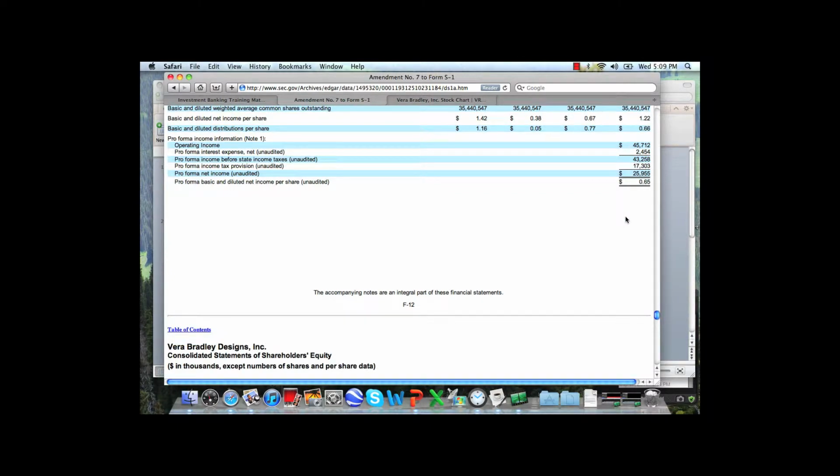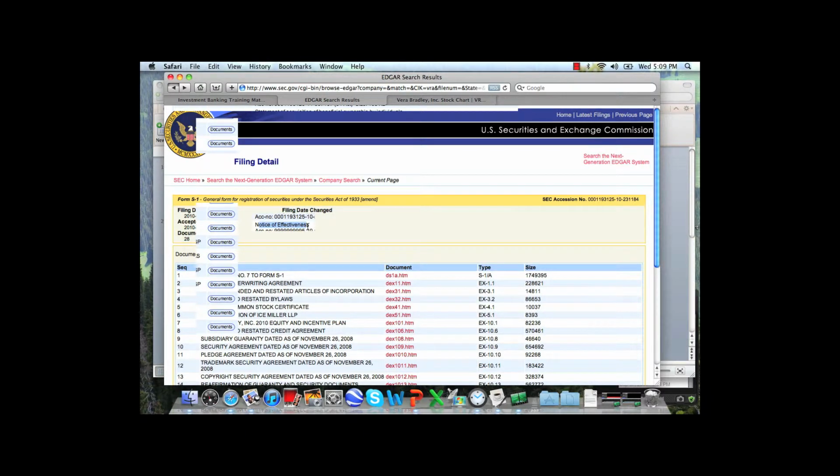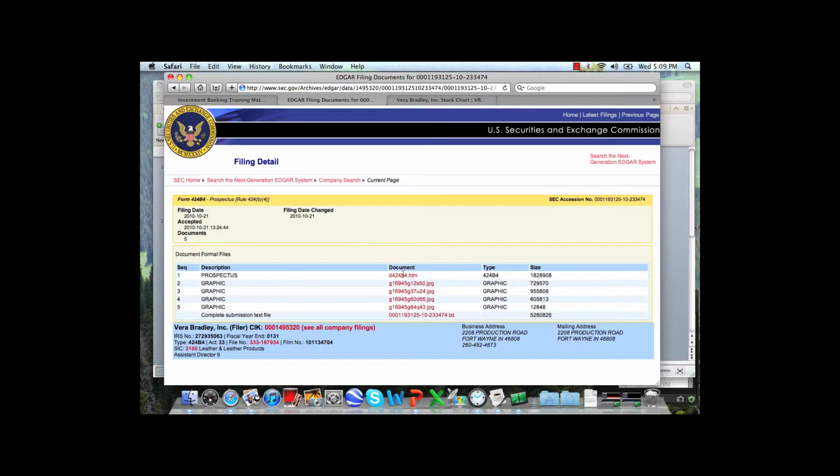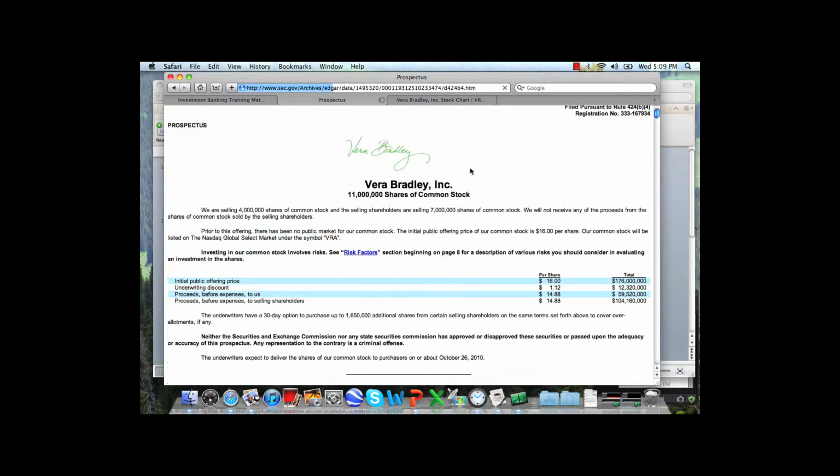So that covers the financials. I do want to actually hit the back button and show you what the definitive proxy looks like. So we used this one from October 19th, 2010. What you want to do is then look above. You'll see something that says effect, which is a notice of effectiveness, and there's really no info in there. But the document just after that says prospectus 424B4, and you'll see it come up as the final prospectus. This one, unlike the red herring, will not have the red info, and will have the final share price.